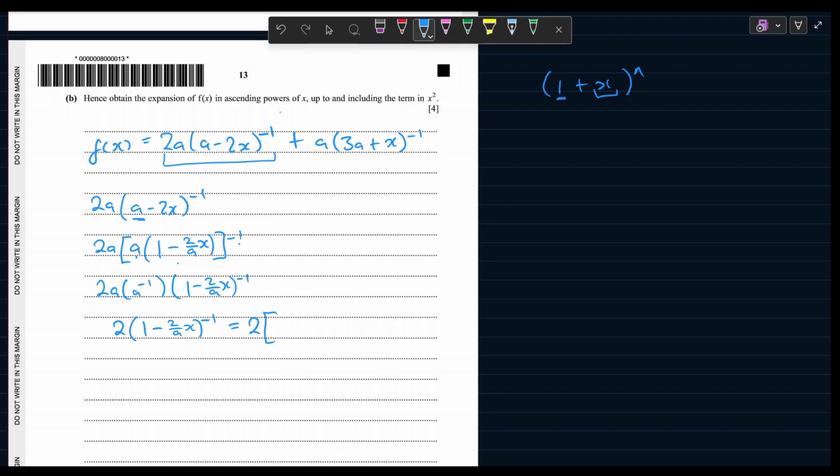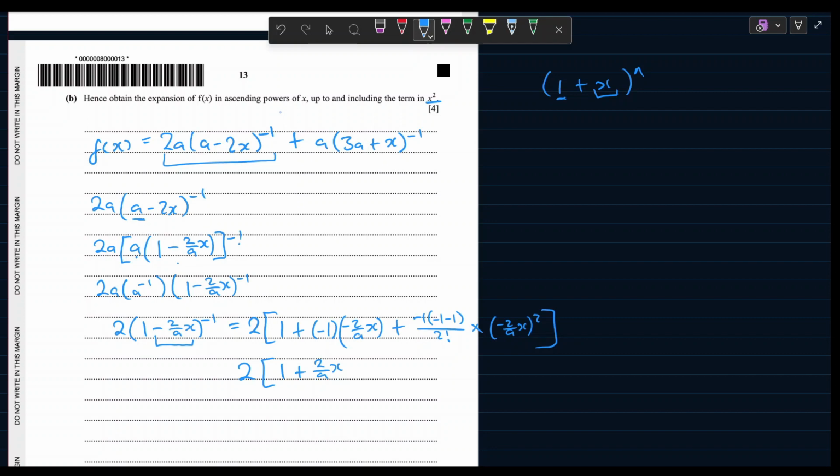All right, remember we're going up to the term in x squared. So that's 1 plus n x. n is negative 1. Our x is negative 2 over a x. Negative 2 over a x plus n, which is negative 1, n minus 1 over 2 factorial, multiplied by x, which is our negative 2 over a x, and this is squared. So we get that this is 2, we've got our 1, it becomes positive 2 over a x.